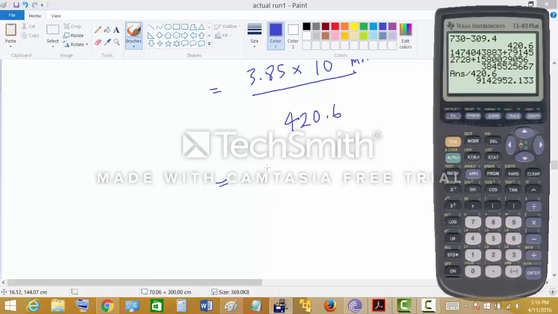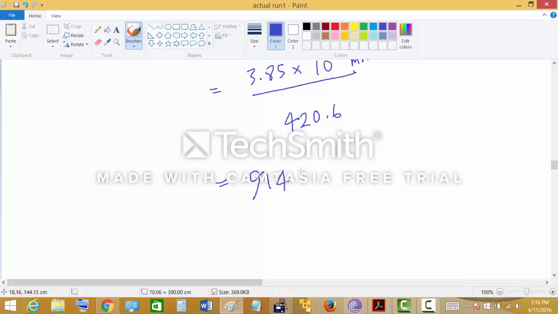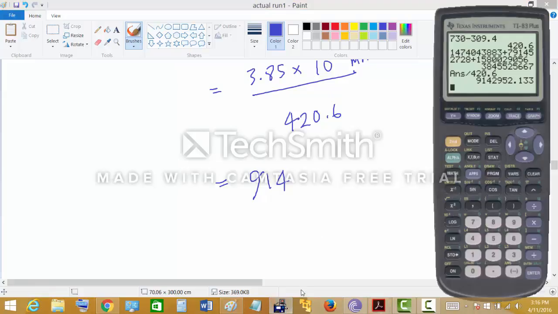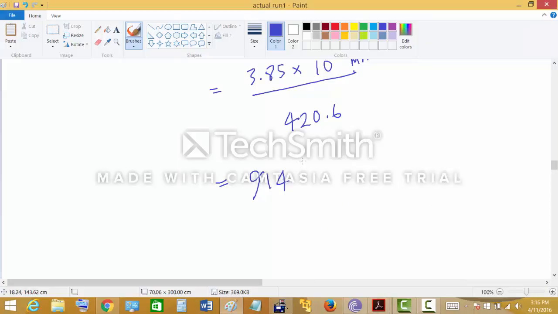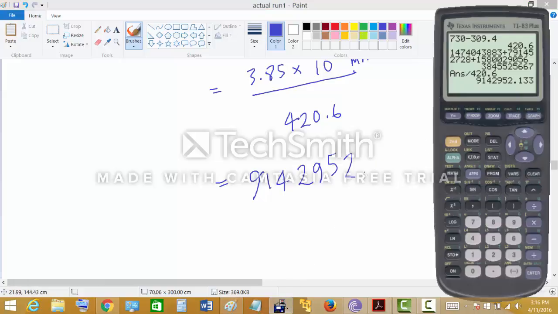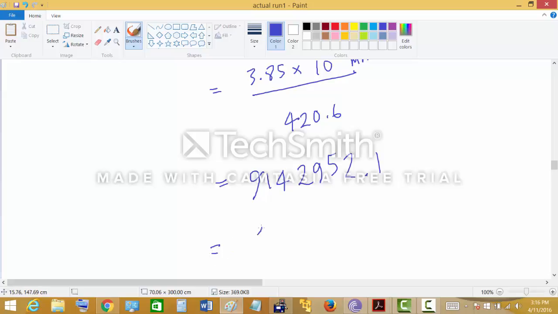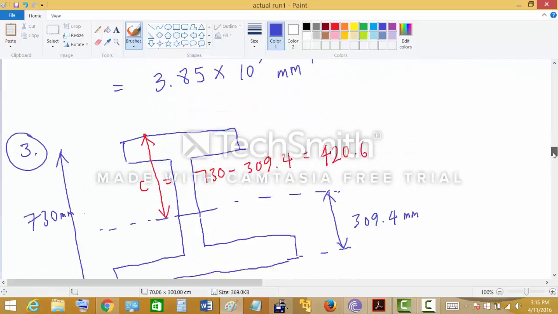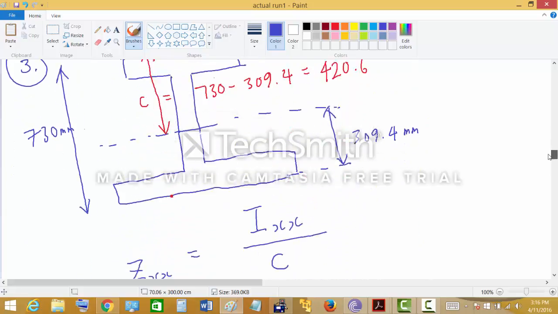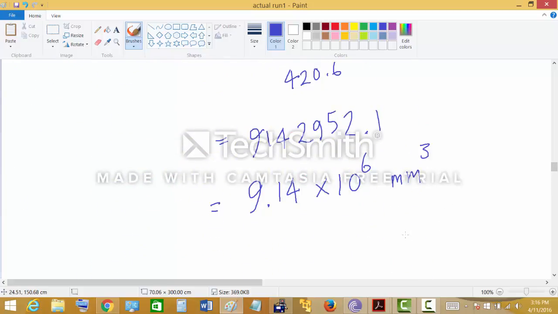Right, gives us 9142952. I can simplify that to 9.14 times 10 to the 6. Okay, that's the section modulus. So that's question 3 for the question.